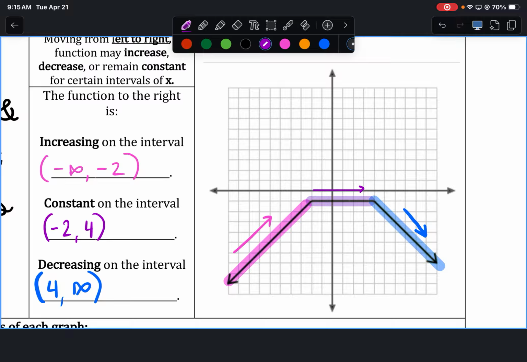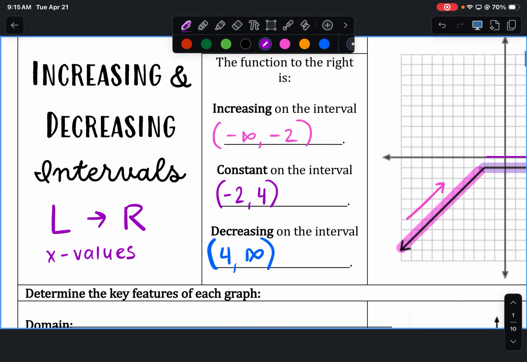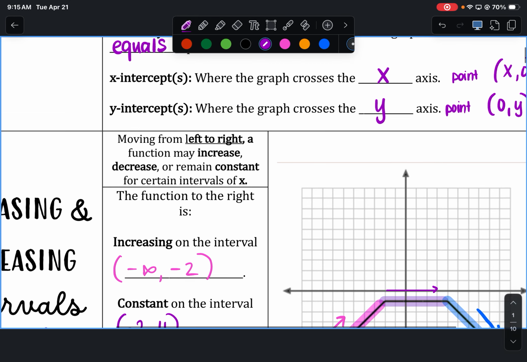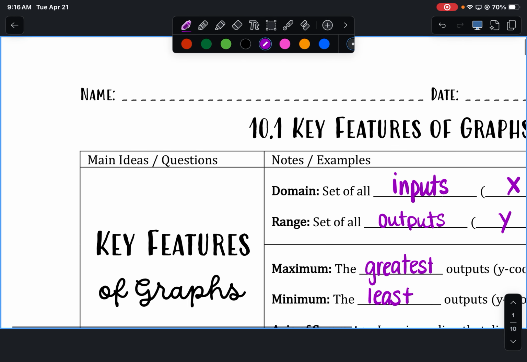Okay? I want to talk about why all of these right here get parentheses. Okay? So does domain and range always have parentheses? No. Right? Because whenever we're talking about a graph, we can do this just right here.